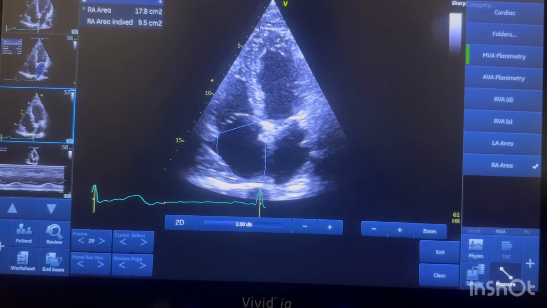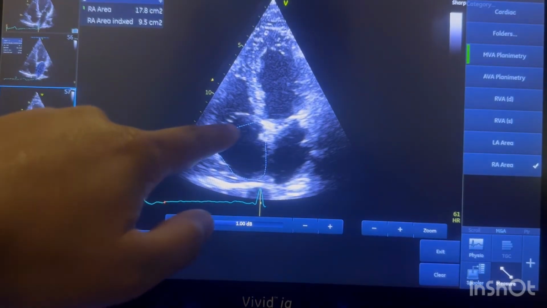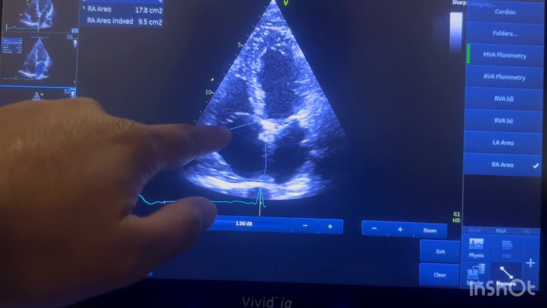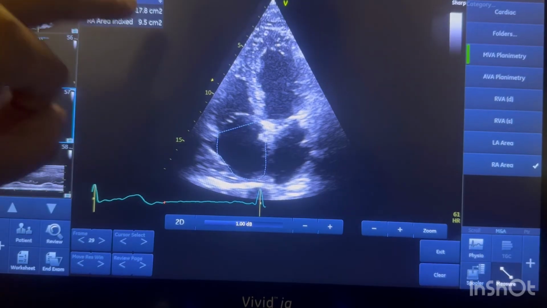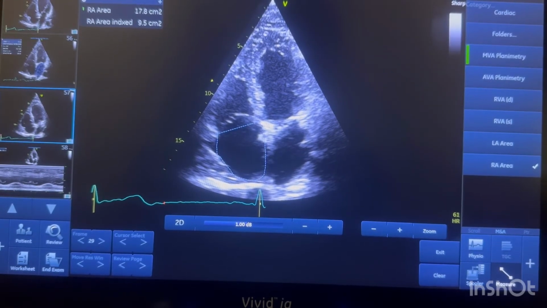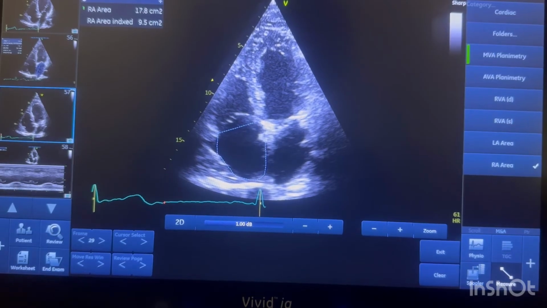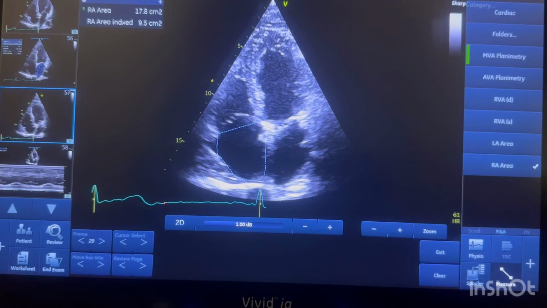Okay, so this is it. This is your RA area. You will start from the annulus and end at the annulus, so you will leave this area. So this is your area, and the area index is 9.5. If your area is more than 11 in index, centimeter square, it means your RA is dilated. If it's less than 11 in index, then it's not dilated.